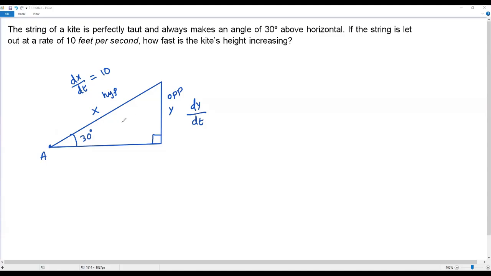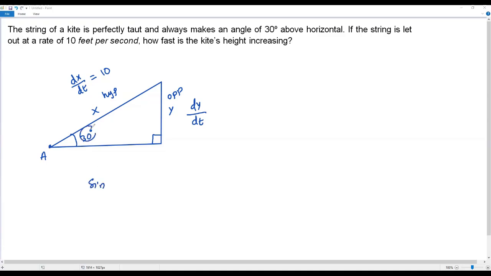Okay, so here we have some information about the variable x, that is dx over dt equals 10. We have to find some measure about the variable y, that is dy over dt. So we have to use a trigonometric ratio which links the opposite side and hypotenuse. According to SOHCAHTOA, sine theta is equal to opposite side over hypotenuse.